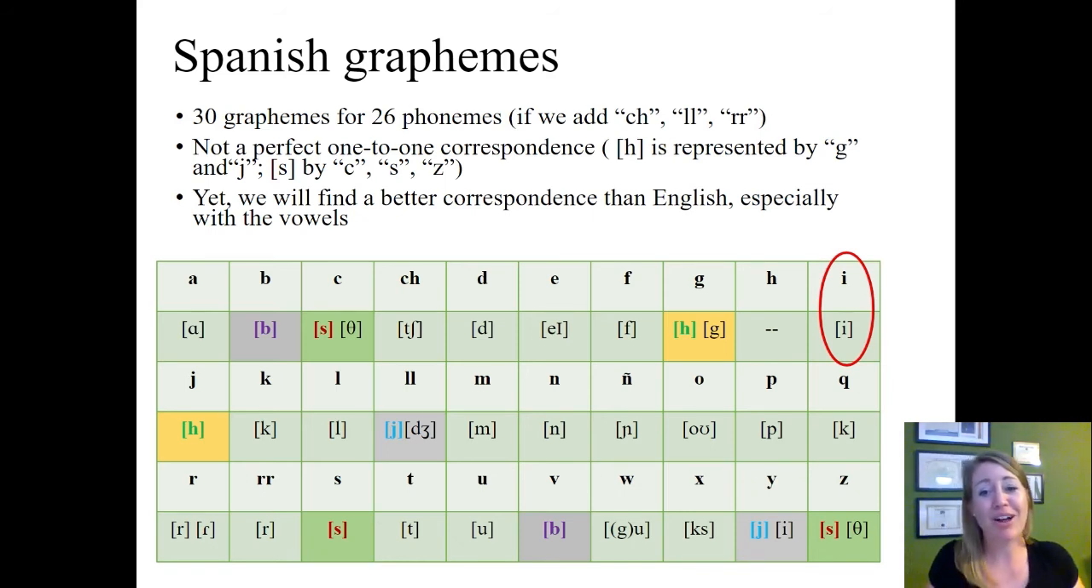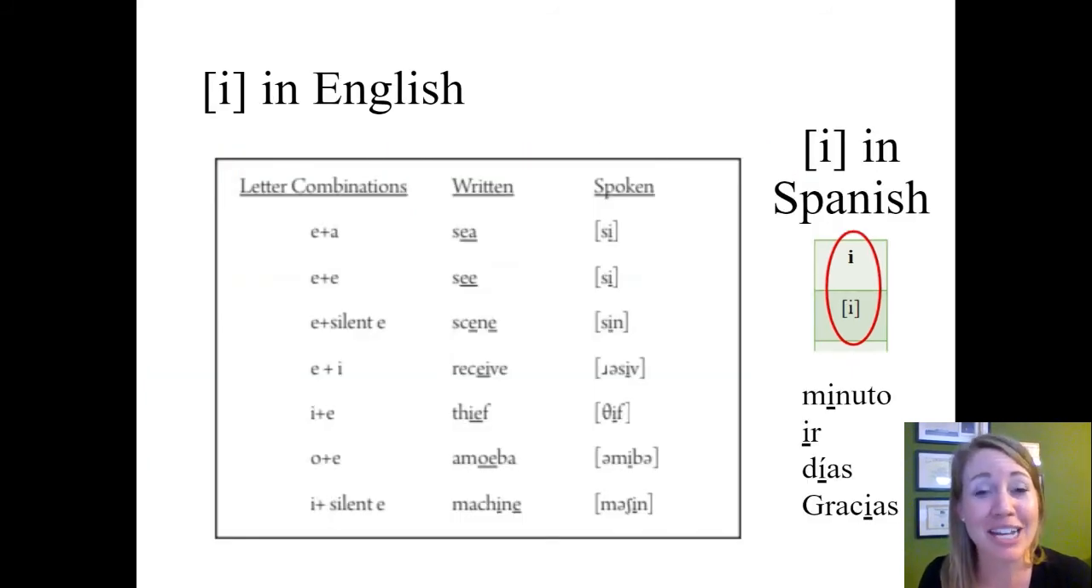But really, overall, compared to English, it's a lot more one-to-one. We get a letter and you know what sound it might be. There's no guessing. So pay attention though, I circled over here the letter I, and it goes with the sound E. In Spanish, when you get the letter I, it's always going to be E. Unlike English. I showed you this chart at the beginning of this lecture. In English, when you get the sound E, it might be spelled E-A, E-E, E-N-E, or E with a silent E, E-I, I-E, O-E, or I with a silent E, okay?